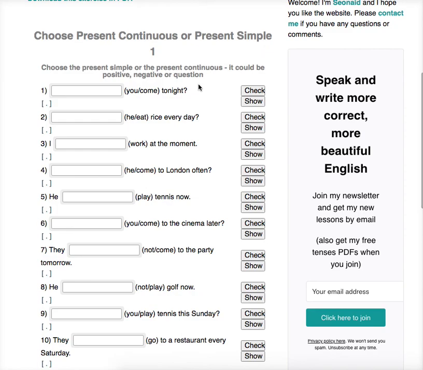Here we go. What are you going to do? You are going to check the sentences that we have here, and you are going to decide if this goes with present simple or with present continuous. You are going to fill the spaces, okay? We are going to do it together. So let's begin with Anna. Anna, go ahead, the first one. You have you come and then you have tonight. If you have tonight, Anna, is this present simple or continuous? What do you say?